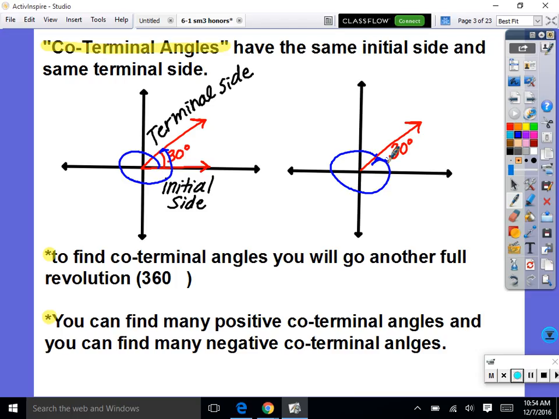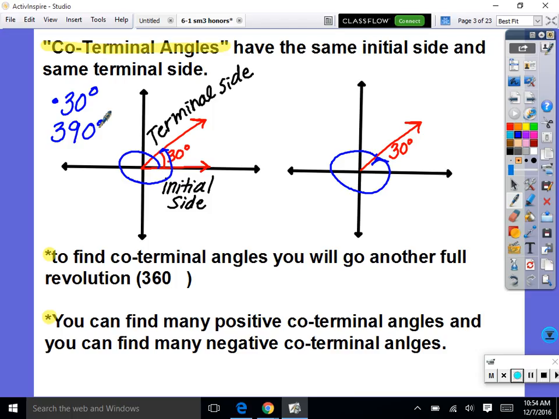So what did we do? Didn't we start at 0, add 30, and then add another 360? 390. So a coterminal angle will be 390. If you do 390, you'll end up in that exact same spot as the 30 degrees. So that's an example of a coterminal angle. Of 30 degrees, a coterminal angle would be 390.